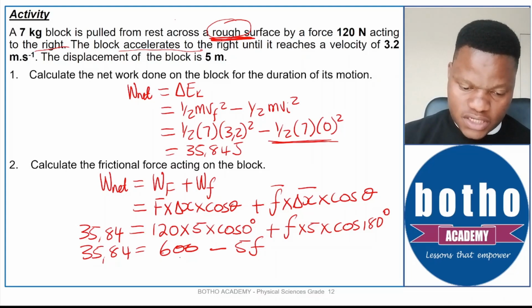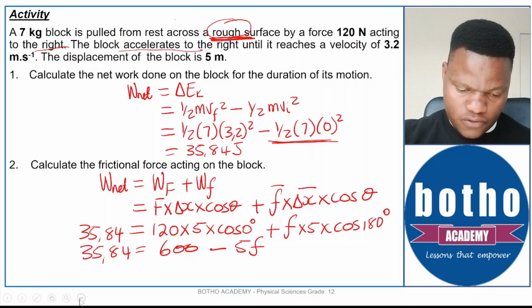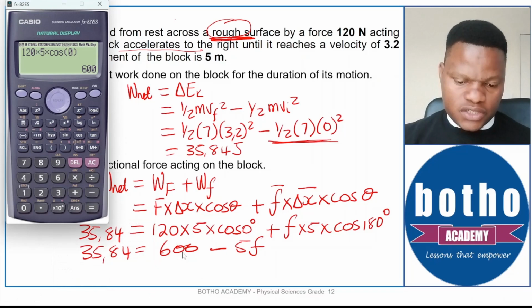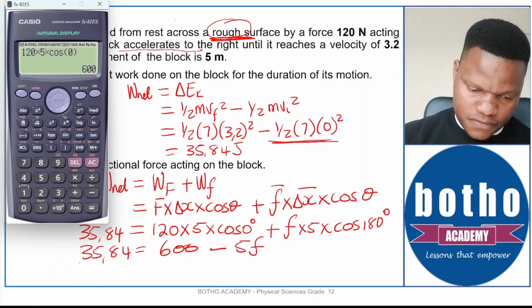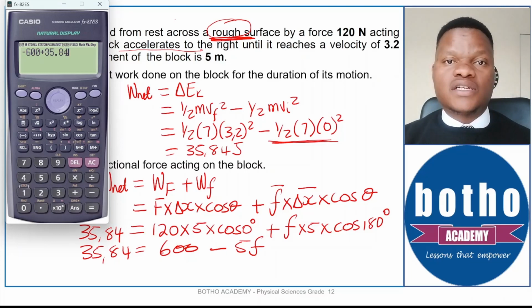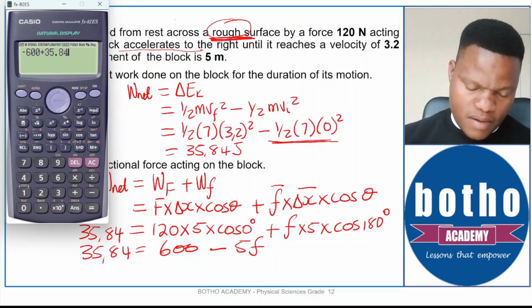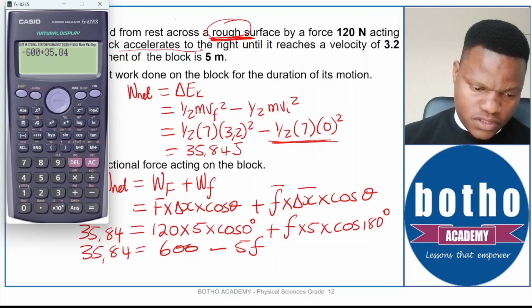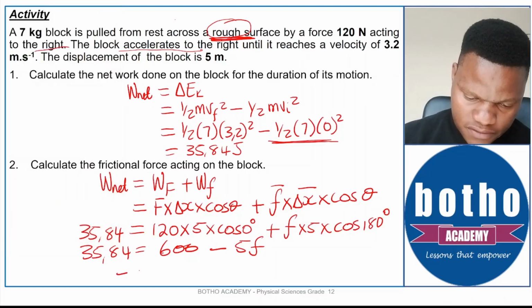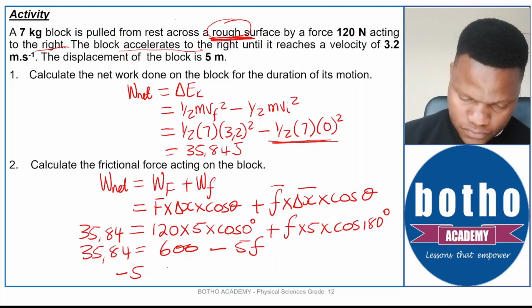Okay, we transpose the 600 to the left hand side. If we do that, the 600 will be negative. When it goes to the other side, it becomes a negative 600. So this would be negative 600 plus 35,84. Of course, you could have just said 600 minus 35,84. It's still the same thing, but the sign is negative there. So that's negative 600 plus 35,84, which then gives us negative 564.